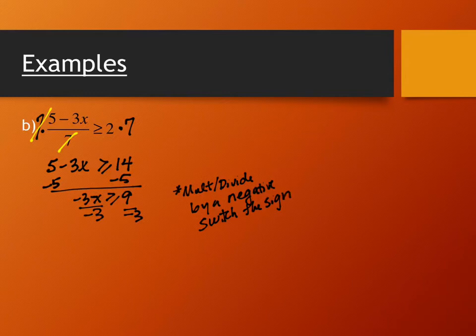So currently, the problem says greater than or equal to, and it has to change to less than or equal to. So I still have an x on the left. 9 divided by negative 3 is a negative 3 on the right. So my x is less than or equal to negative 3 on that one. And it happens not with adding and subtracting. It's only multiplying and dividing by a negative. And there's a reason for it.